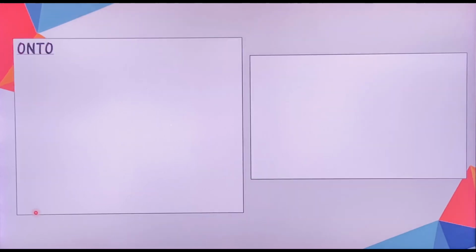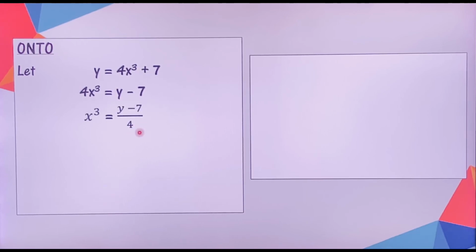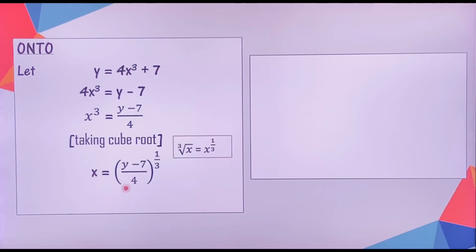Check onto. Here we have to show that range of f(x) is equal to codomain. Let us assume that y = 4x³ + 7, which implies 4x³ = y − 7. That means x³ = (y − 7)/4. Taking cube root, we get x = ((y − 7)/4)^(1/3). That is, for every y element of R, we get x element of R.